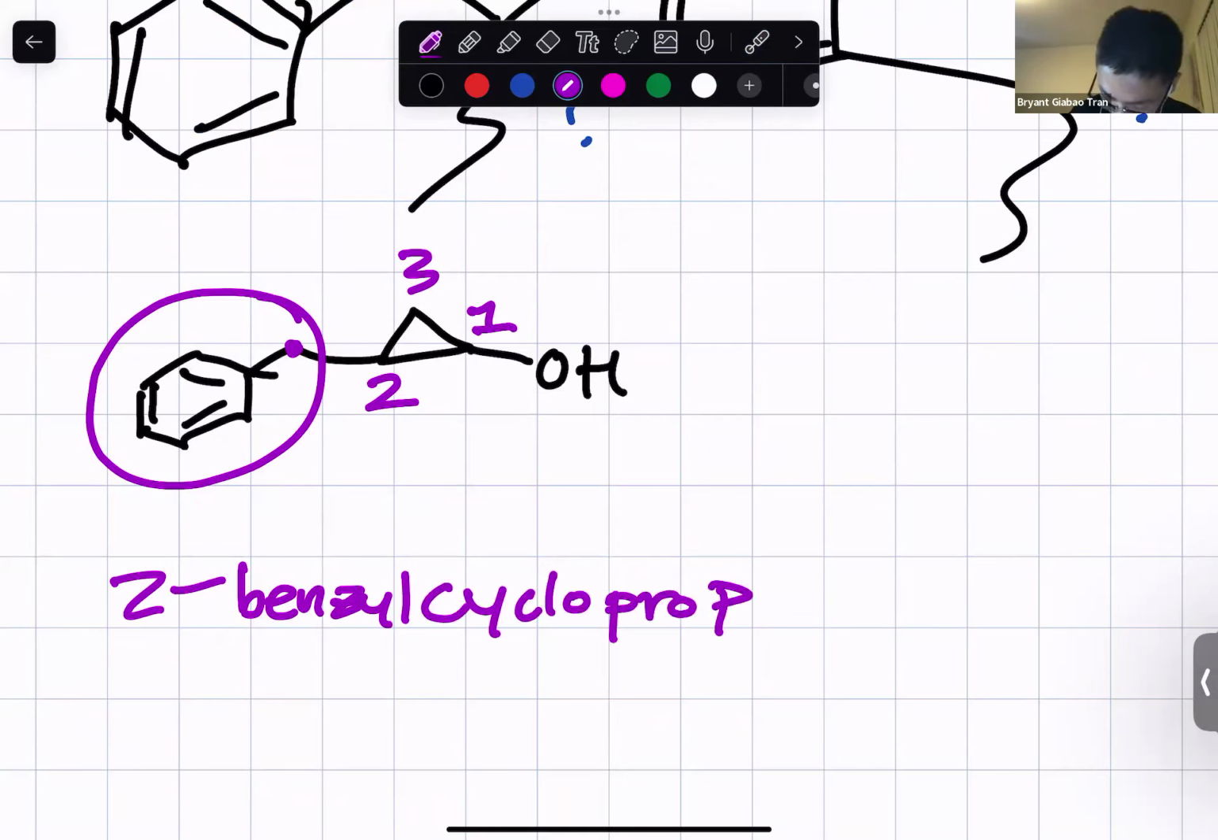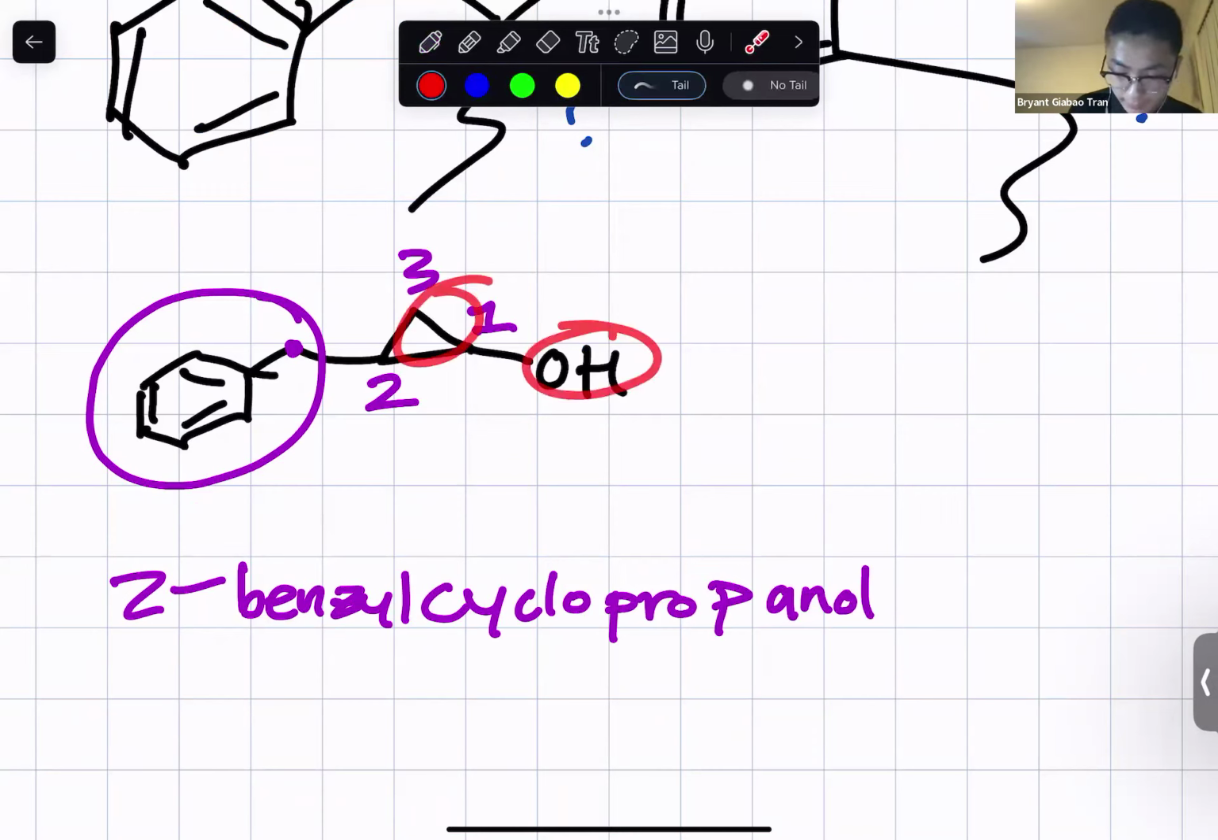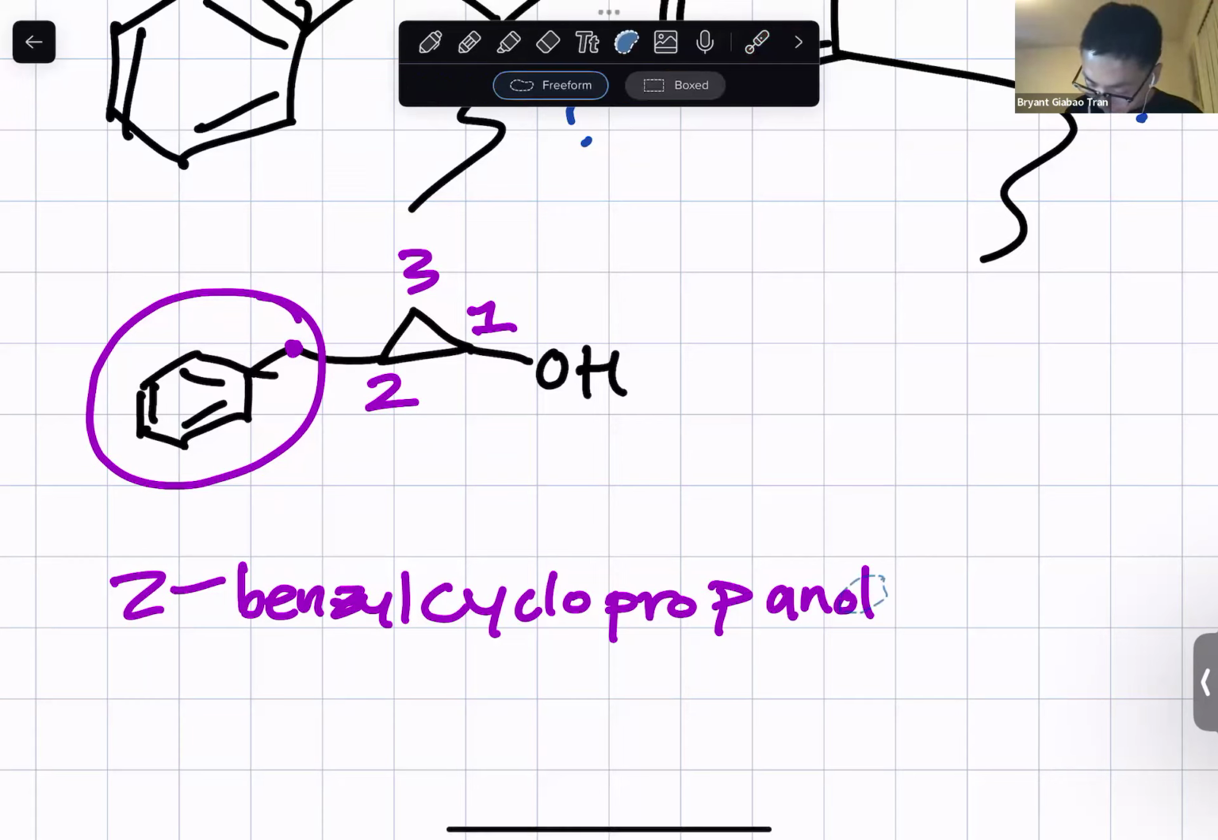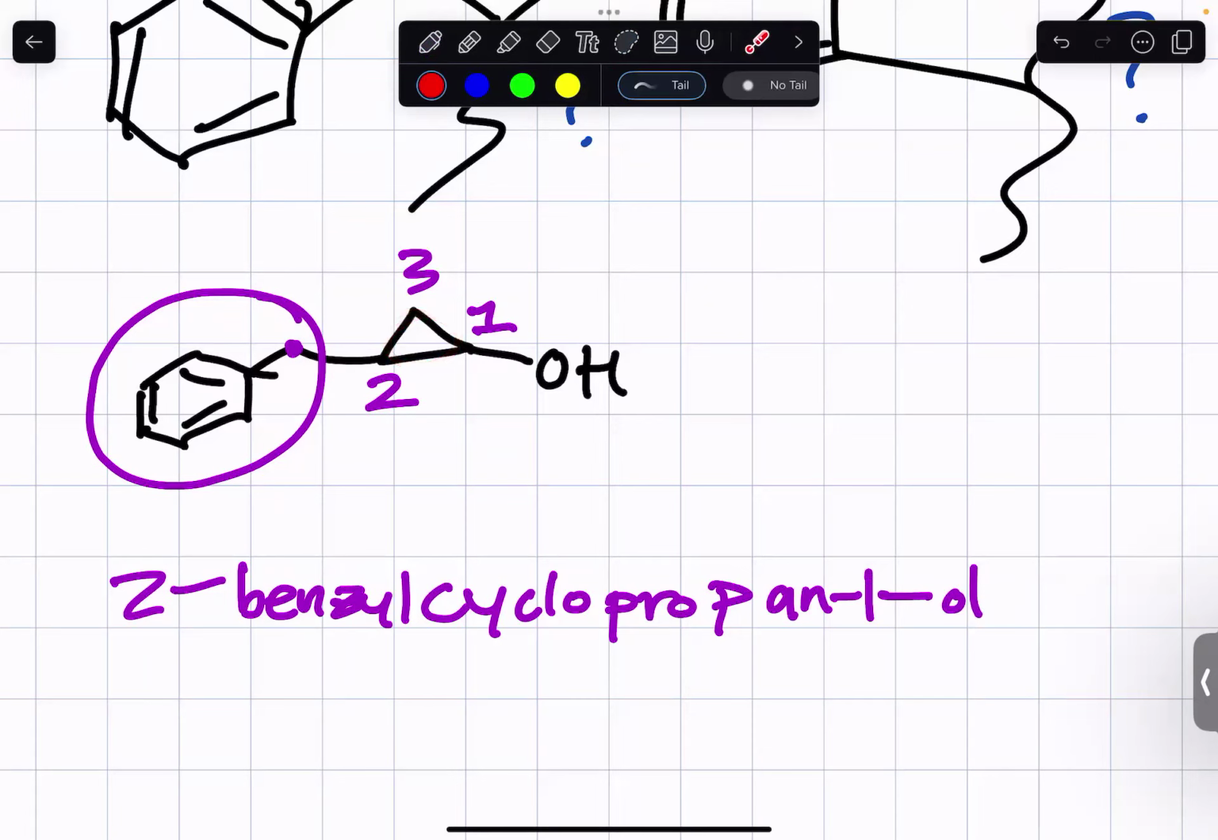Cyclopropanol. And the 1 is optional here because this is in a ring. If the alcohol was not in a ring, then the 1 is required. So it'd be propan-1-ol. Propan-1, that's the optional one. Propan-1-ol, because it's in a ring.